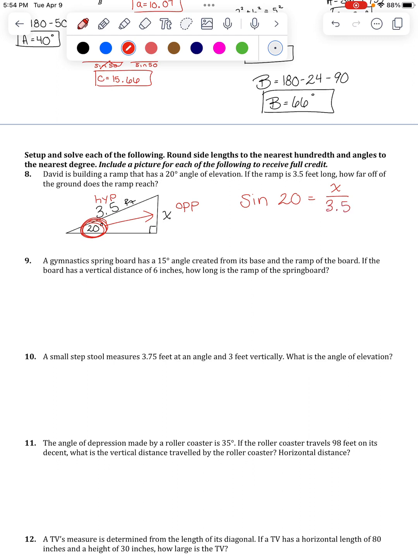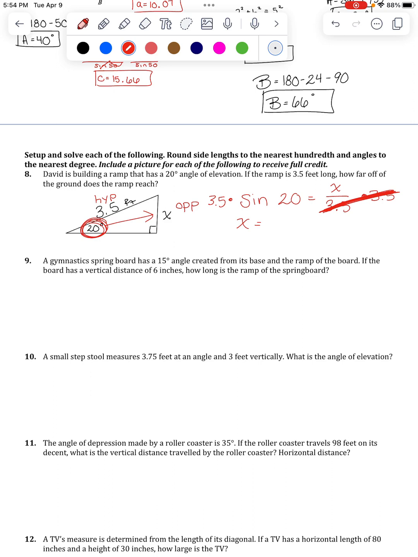SOHCAHTOA tells me to do sine. Sine of 20 equals opposite divided by hypotenuse. Get x alone, multiply by the denominator because it's in the fraction. If you have watched this entire thing, you've heard me say that a lot. By now, you should know that if the variable is in the fraction, you're multiplying by the denominator. That way it gets rid of the fraction completely. You're left with whatever the numerator was.